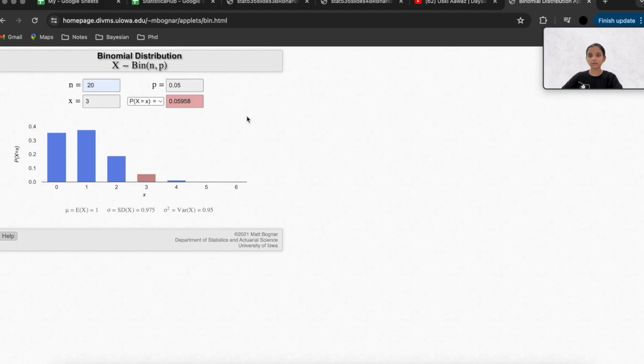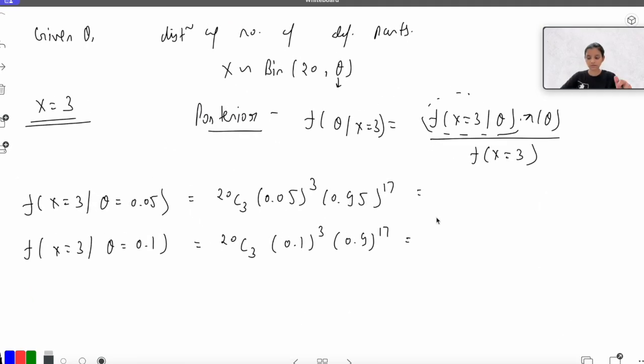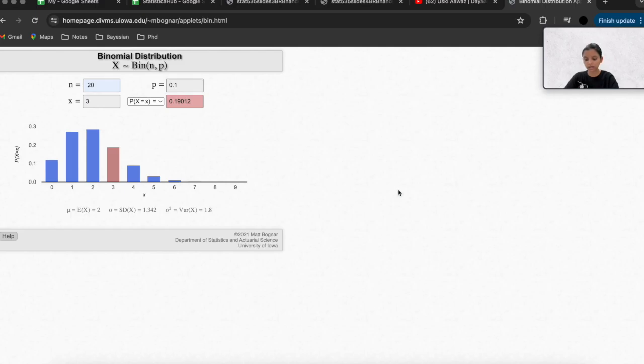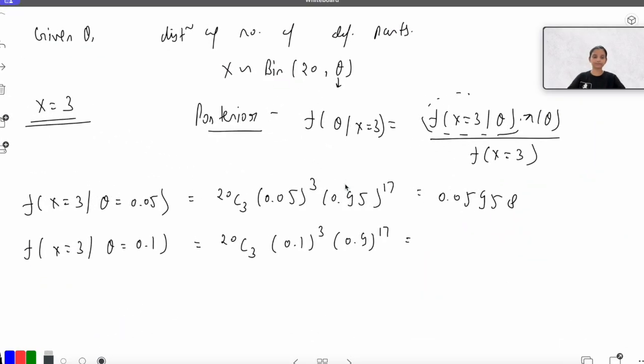So firstly you will be having 0.05958. And for 0.1, it will be 0.19012. You can calculate it directly because it's just simple mathematics. Okay, now we are done with the likelihood.